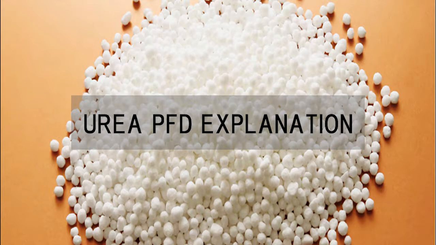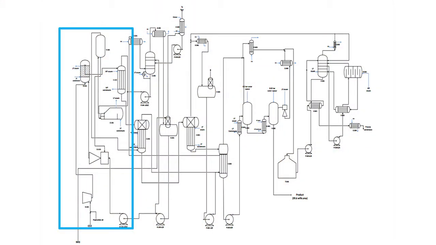There are various processes to manufacture urea. In this assignment, the Snamprogetti ammonia stripping process is selected because it involves a high NH3 to CO2 ratio in the reactor. Now, let us take you through the process flow diagram of a urea production process.